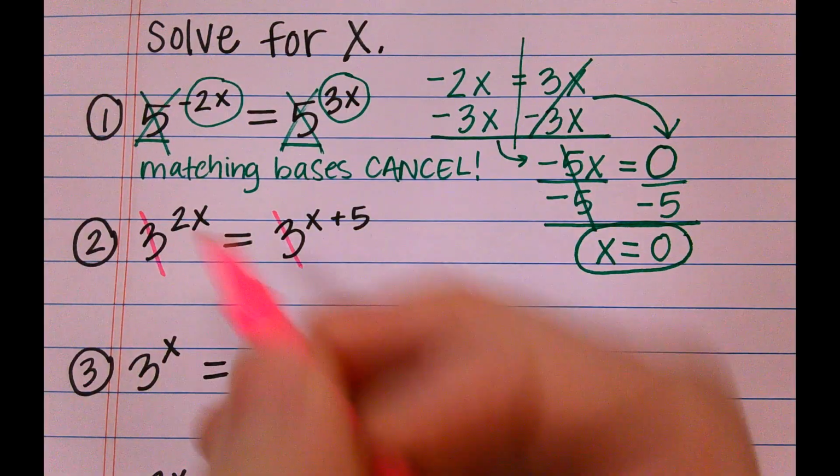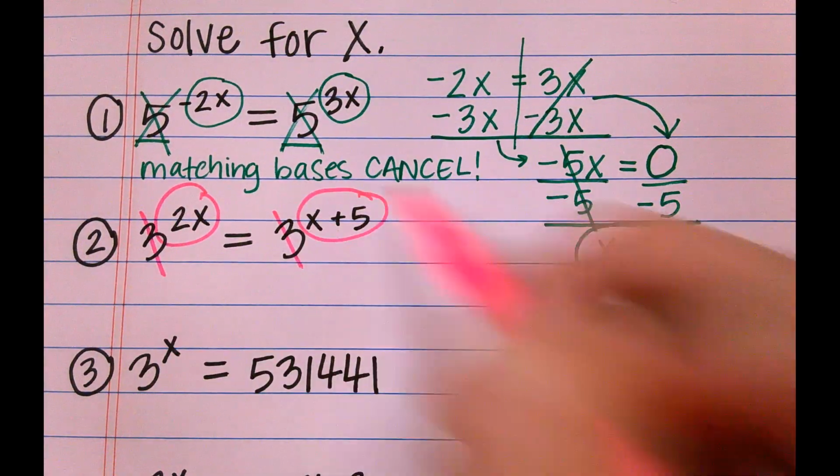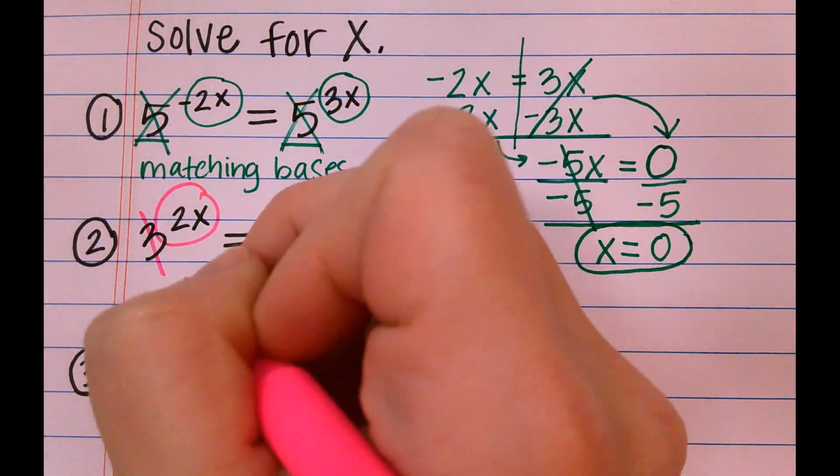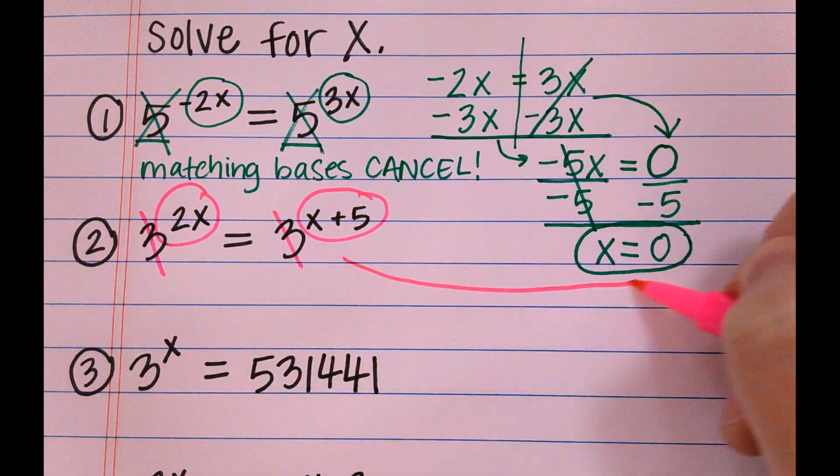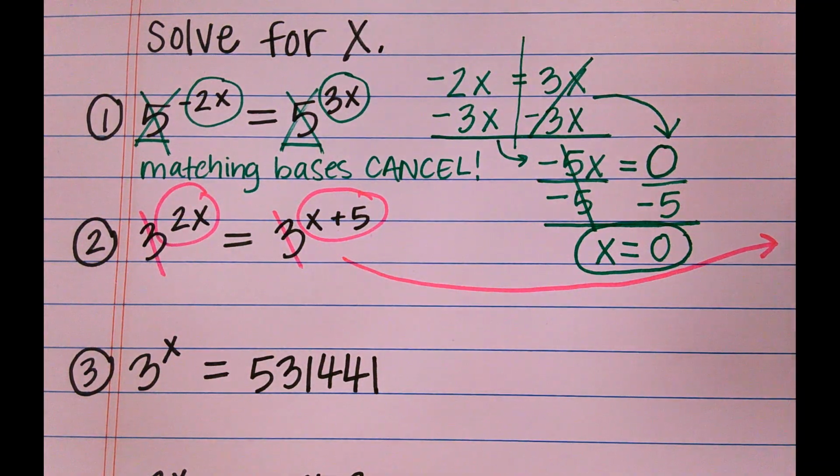You bring down 2x equals x plus 5. Yes, I'm going to bring down, I am going to bring it over, actually. This one's a bit easier over, because there's a 2. That's a lot. So 2x equals x plus 5.